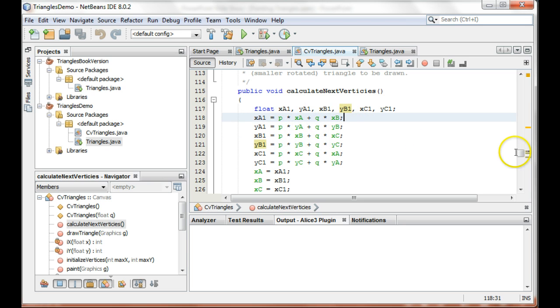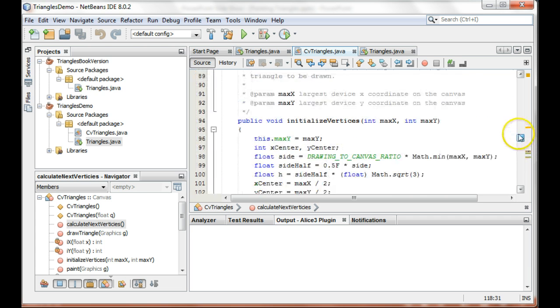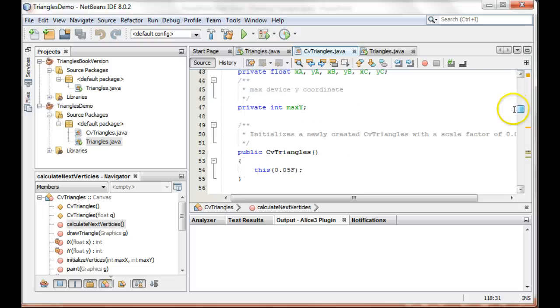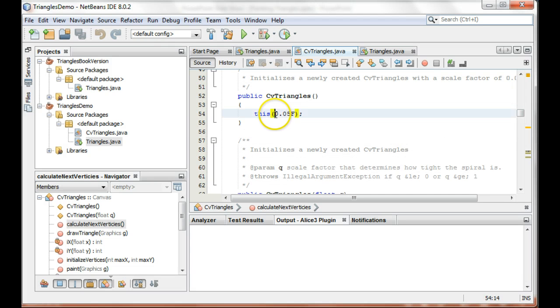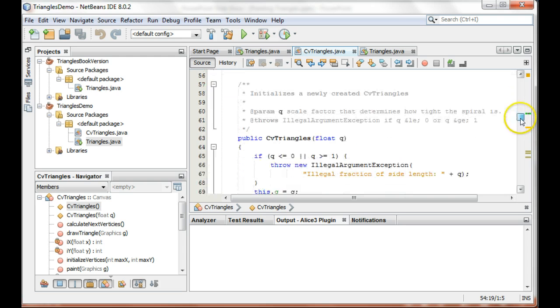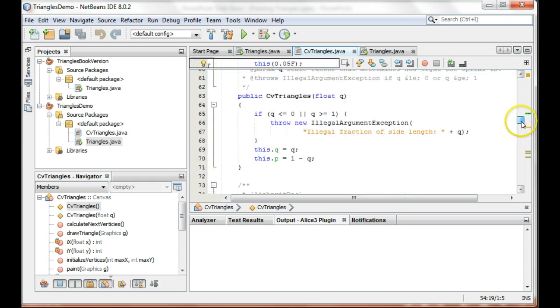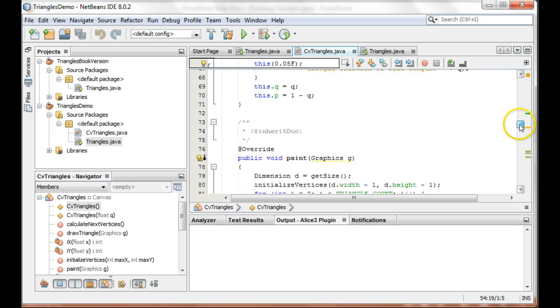So first of all, for Q, we saw that what we do is we pass that in. In the original refactored version, which I'm in NetBeans with now, we have 0.05. So we're just scooching over the triangle a tiny bit. Q is the 0.05 that gets passed in, and then P is going to be 1 minus 0.05, or in the original version 0.95.